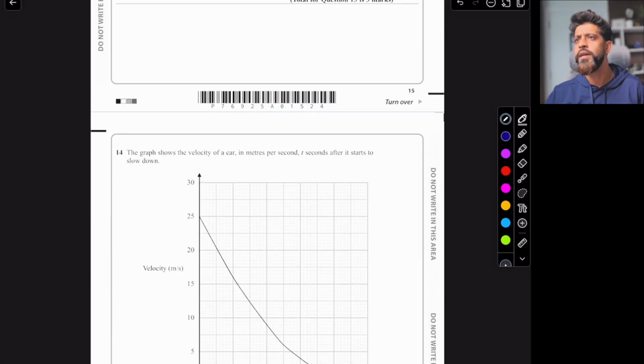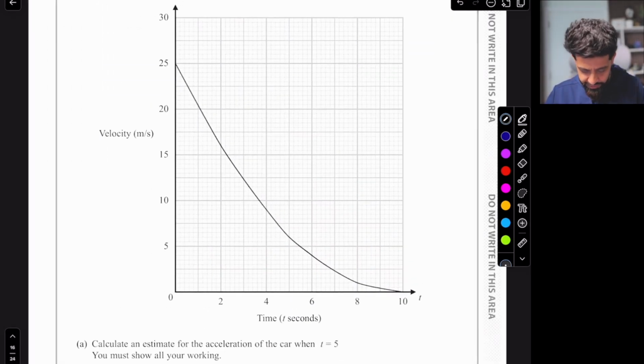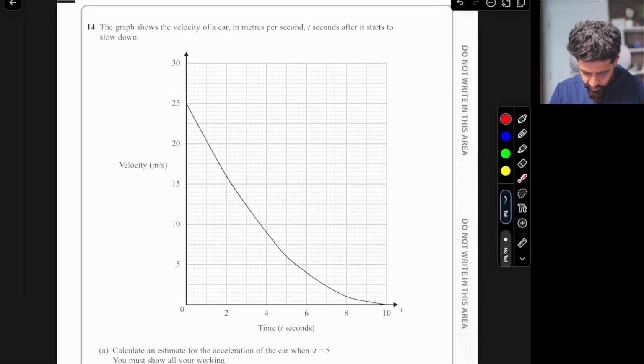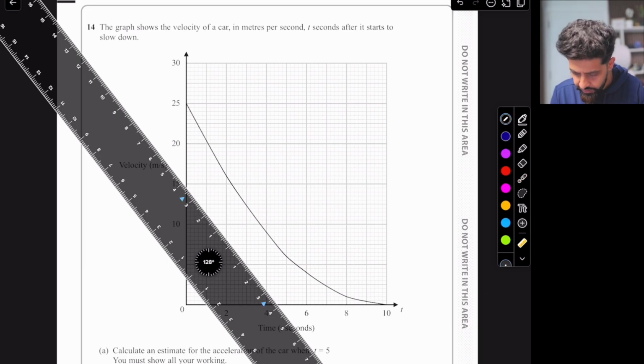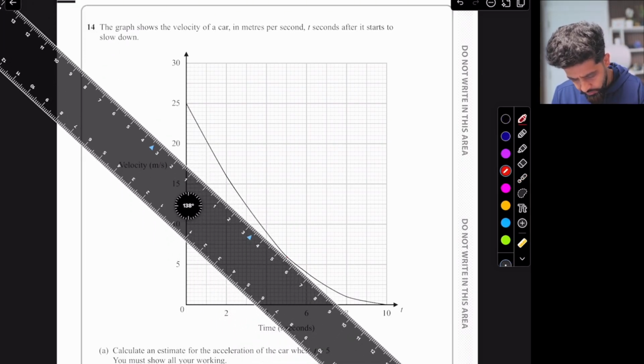Question number 14 now. What's this? Acceleration of the car when t equals 5, show your working. So here you want to find 5 right there. Okay. And then you want to draw a tangent to this. Okay. So I'll show you how I'll draw my tangent. So I know the marking is right here. So a tangent. You want to draw a tangent right there.